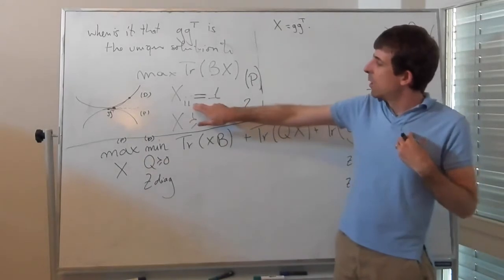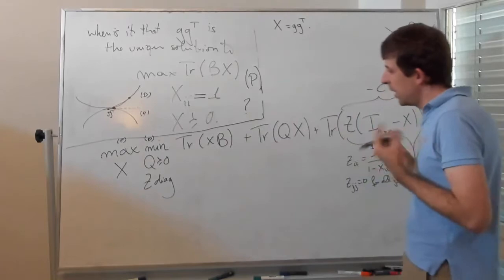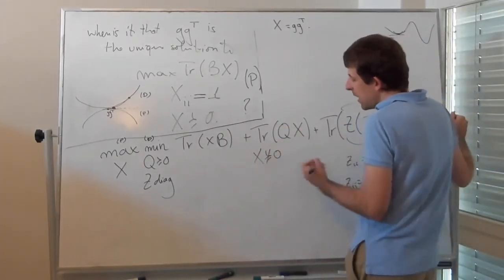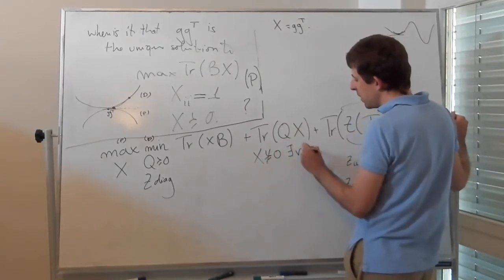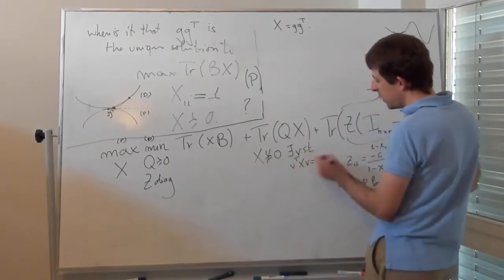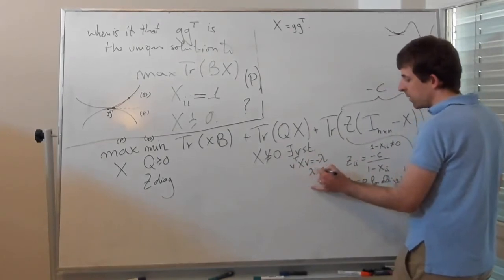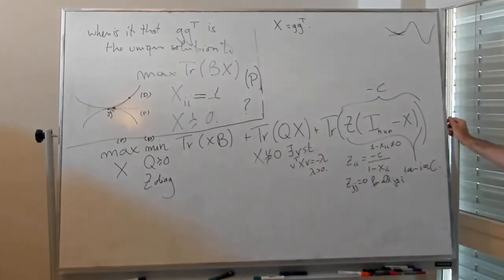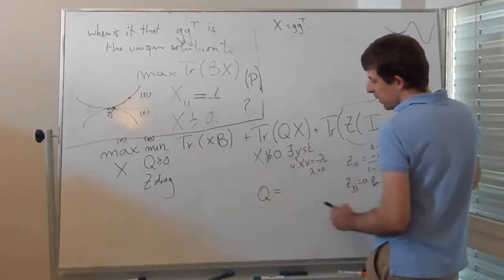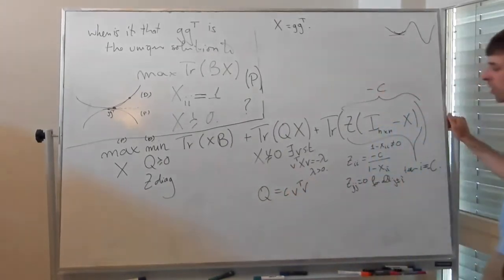So terrible news for the primal player. Therefore, the primal player will always try to satisfy this constraint. The same thing happens here. Let's say that the dual player does not satisfy this. Then there exists some vector v such that v transpose X v is negative, say equal to minus lambda for lambda some positive constant. But then again, Q could just play C times v transpose v for some constant C.